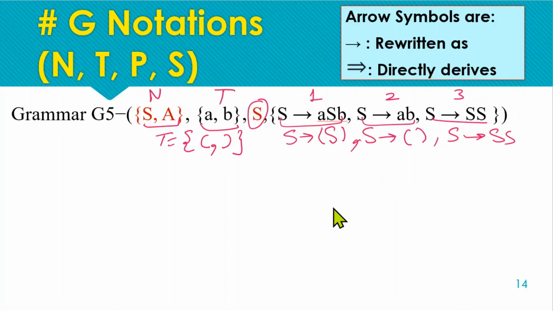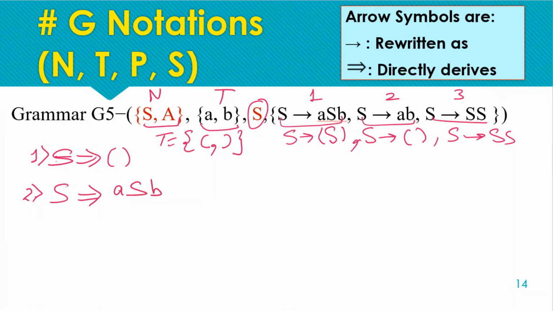So let's start with the string. The minimum string that can be derived is by the application of rule number 2 as this, and after that we can have any balanced string of parentheses by the application of multiple rules. For example, aSb, or write it in terms of parentheses. If you write it in terms of parentheses, the question will be clearer and you can easily judge the pattern. And this is the most important grammar from the examination point of view. You will surely get a question on balanced strings of parentheses.